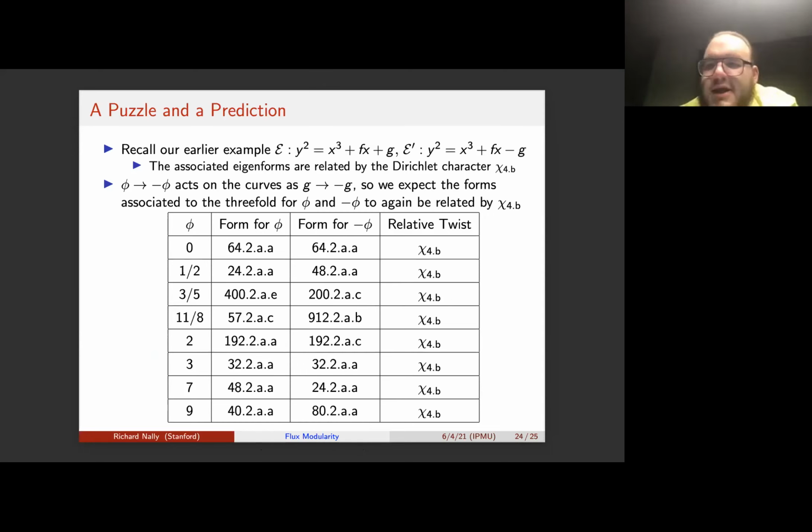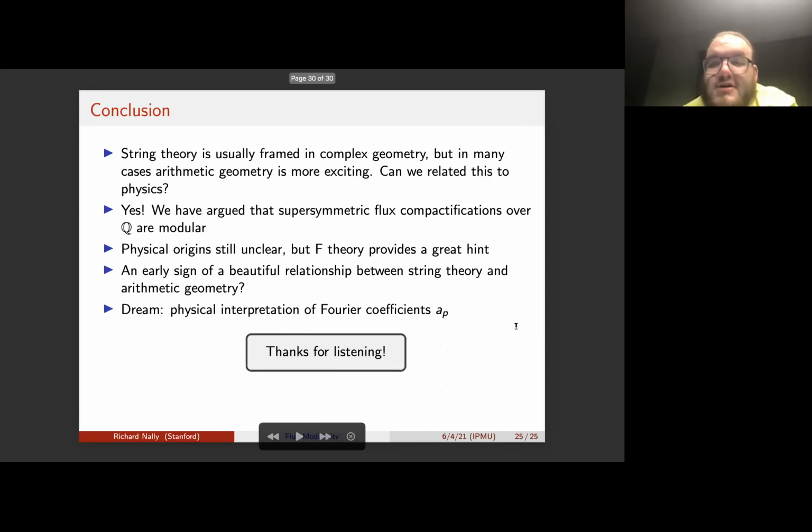So what we're seeing really is that the F theory picture of these flux compactifications doesn't just reflect the complex geometry of the threefold, it also reflects the arithmetic geometry of the threefolds. So that's all I wanted to say. Let me just recap briefly.